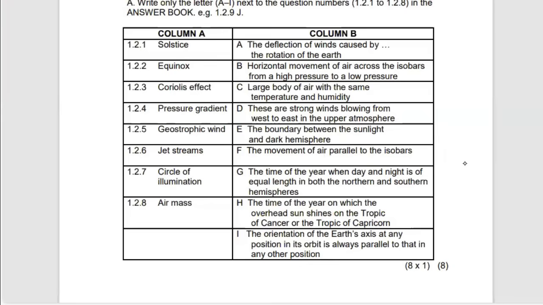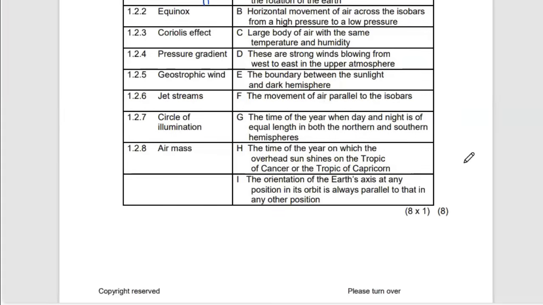So the matching response for a solstice is H, which says the time of the year on which the overhead sun shines on the Tropic of Cancer and the Tropic of Capricorn. I think you can still remember the Tropic of Cancer is at 23.5 degrees to the north, and the Tropic of Capricorn, which cuts across South Africa, is at around 23.5 degrees to the south. So if the sun is shining over the Tropic of Cancer, it's a summer solstice in the north, where they have a longer day and a shorter night.